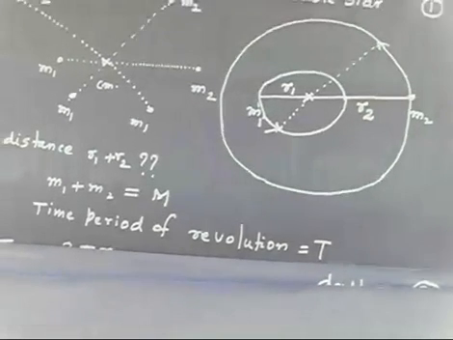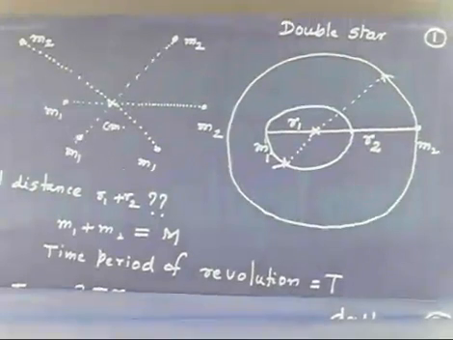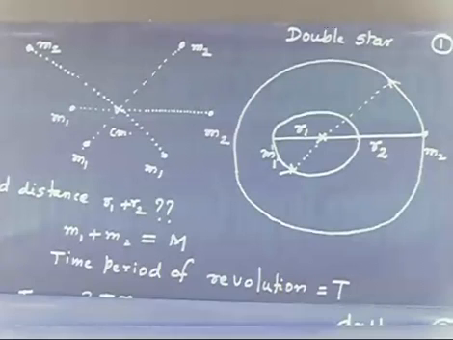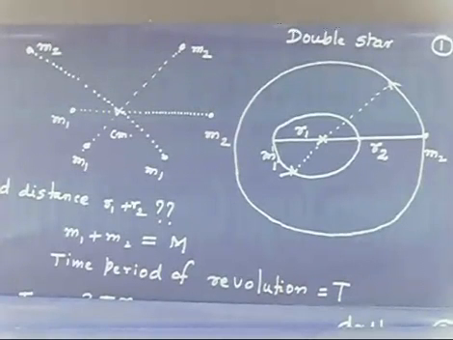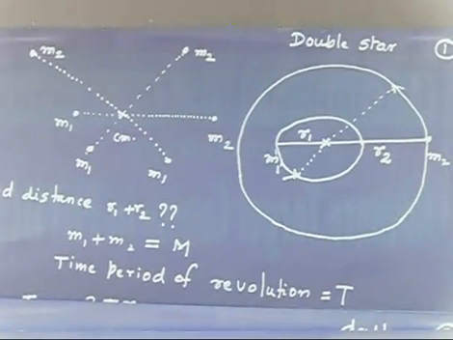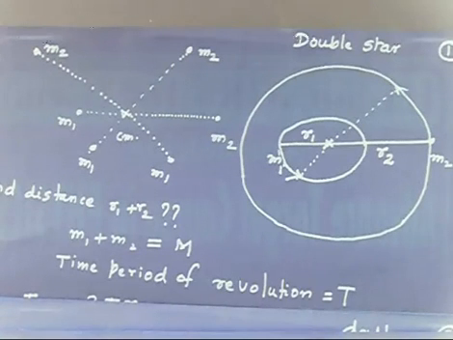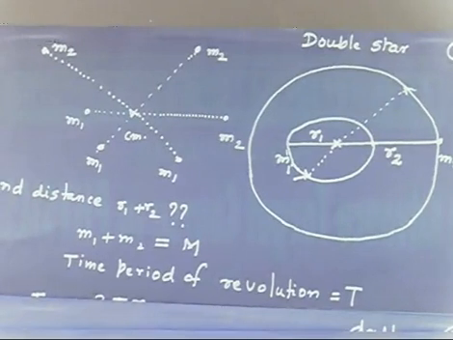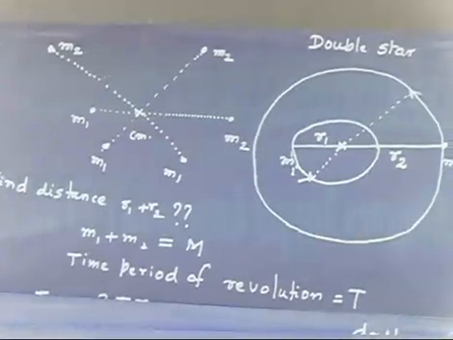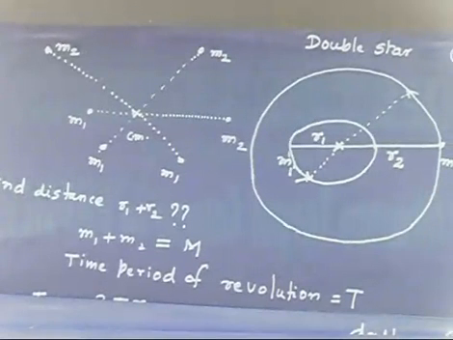Okay, so come to the next problem. So this problem, let us first draw the diagram and then we'll go for the problem. So let us copy this one and then just make the diagram and then we'll discuss the problem. So this is given, find distance r1 plus r2. So show everything.